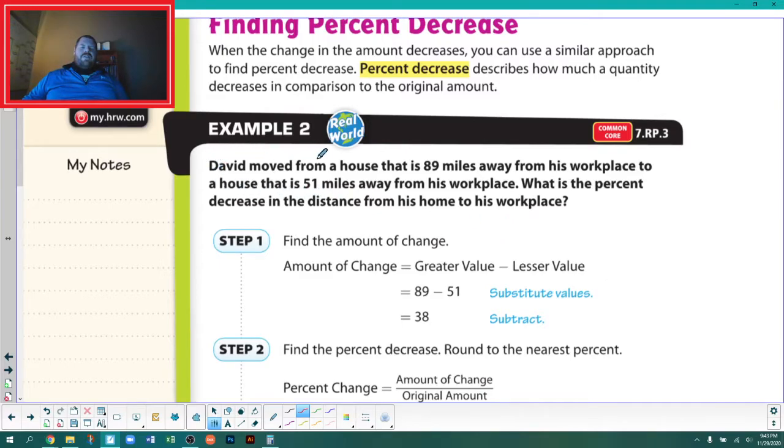David moved, let's read this part. When the change in an amount decreases, you can use a similar approach to find the percent decrease. It describes how much a quantity decreases in comparison to the original amount. David moved from a house that is 89 miles away from his workplace to a house that's 51 miles away. So he moved closer. What is the percent decrease in the distance from his home to his workplace?